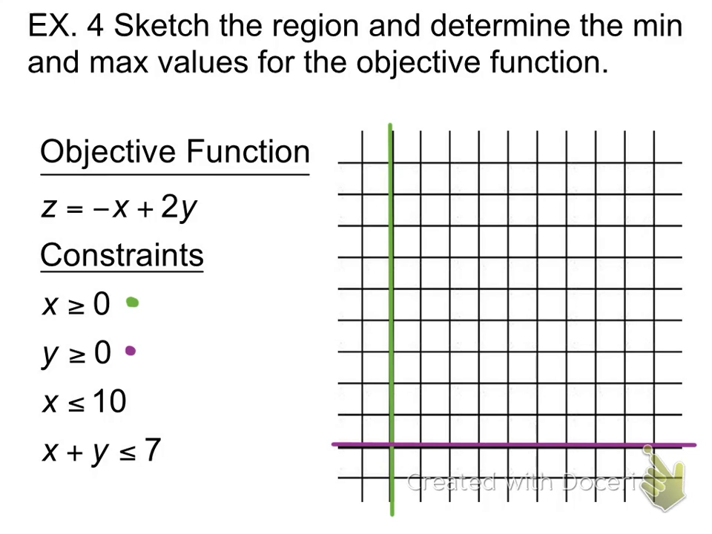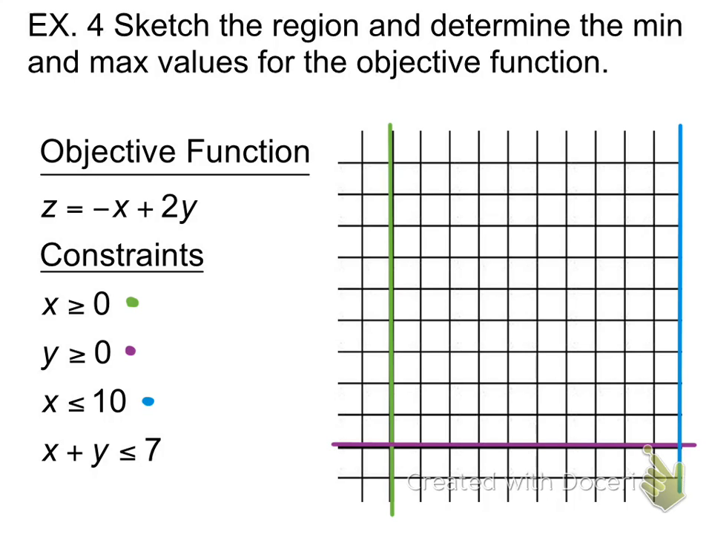Then I have x is less than or equal to 10. So this is a vertical line through 10, and since it's less than or equal to, I would shade to the left. So right now what's triple shaded is between the green and the blue line and above the purple line. Okay, so now I want to graph x plus y is less than or equal to 7.